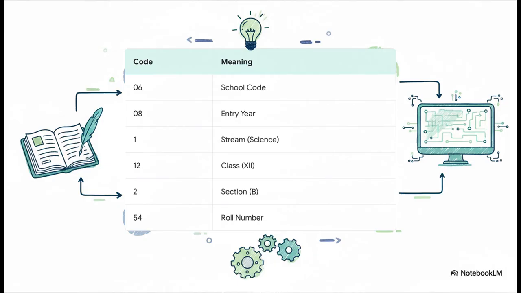See? Let's decode it together. The first 2 digits, 06, that's the school's code. The next 2, 08, that's the year the student joined. The number 1 means they're in the science stream. 12 tells us they're in class 12. The number 2 is for section B. And finally, 54 is their roll number. Amazing, isn't it? A whole story in one single number. That is the magic of codification.